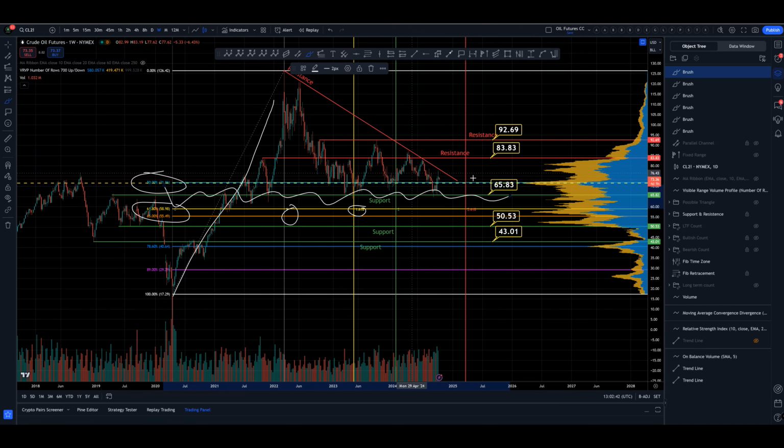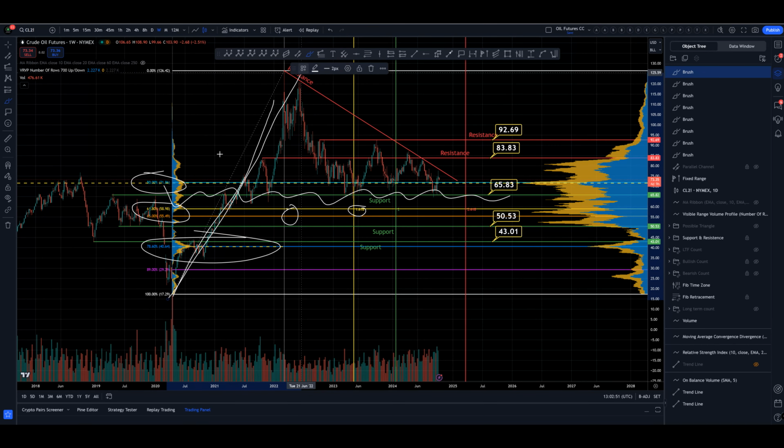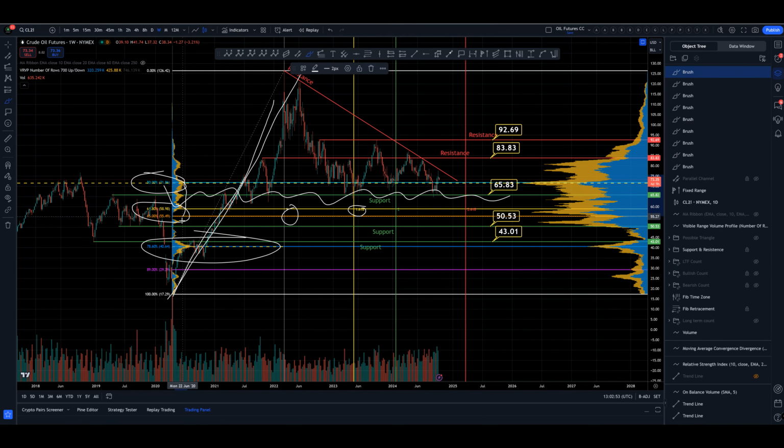We're just below the visual point of control here, but if we just bring up our fixed point of control, we can see that's all the way back down here. This is based purely off of this move here, but we can see there's a lot of chop and volume in here.